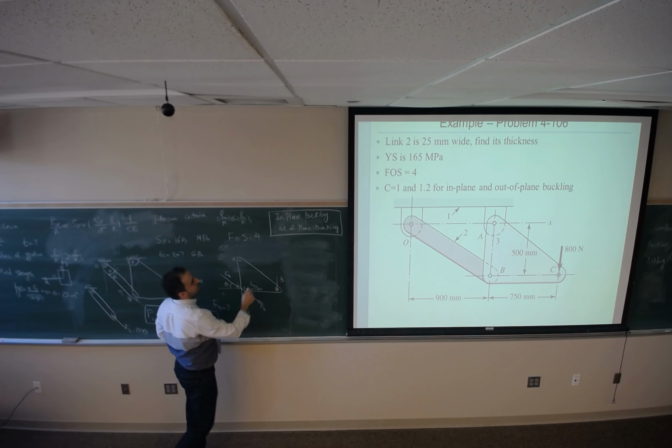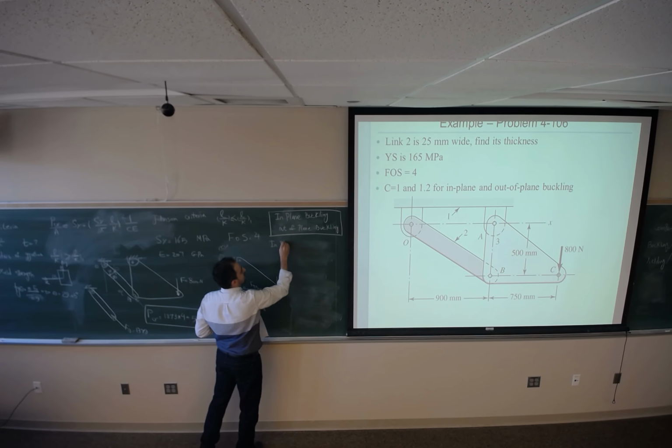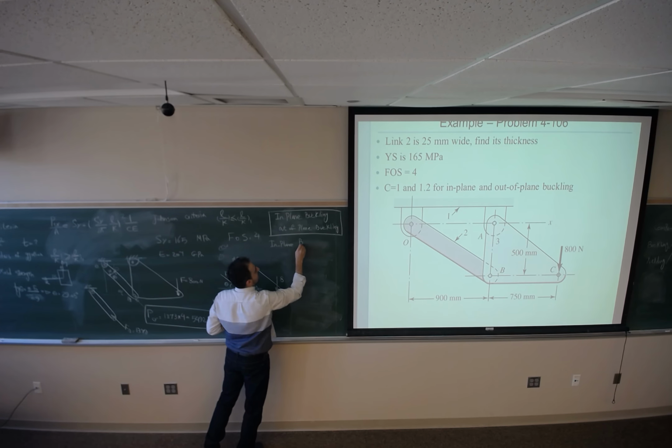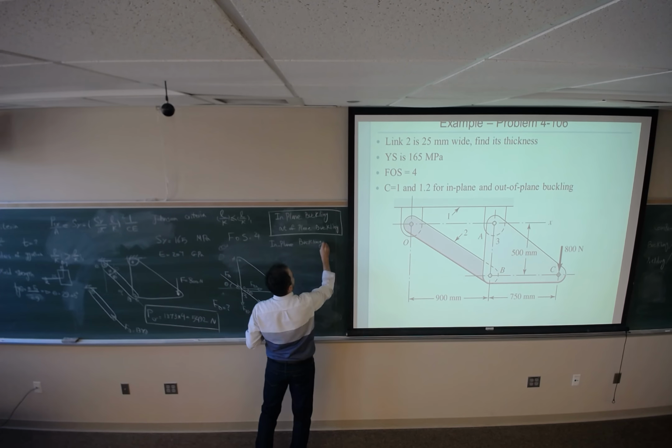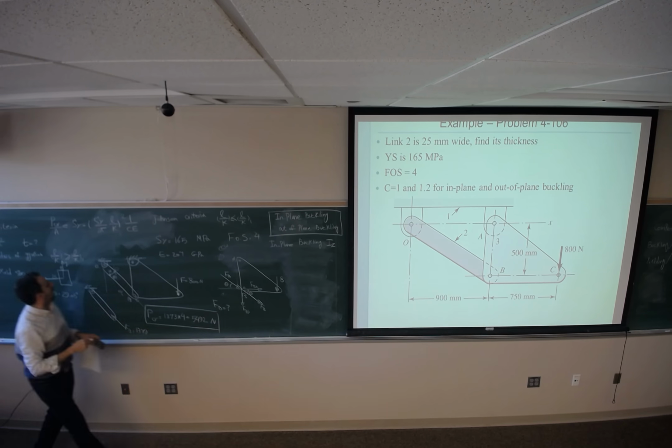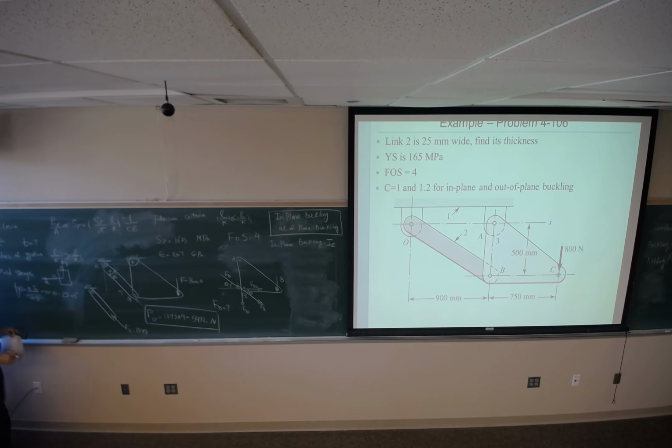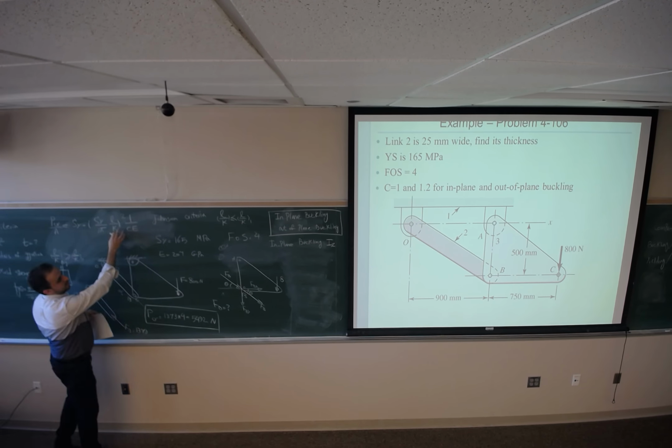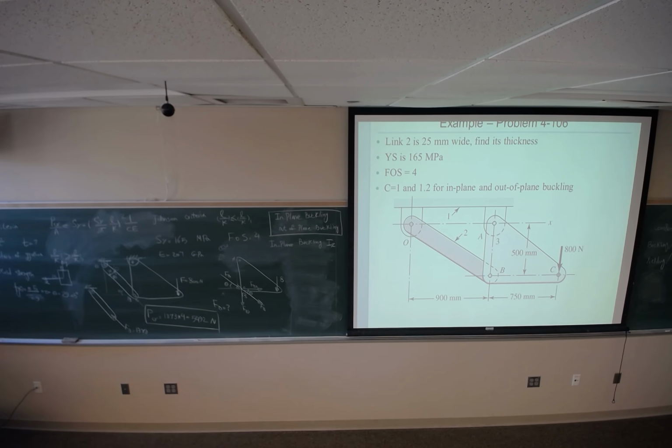I will start with in-plane buckling, which means rotation or buckling about the z-axis. I don't know which criteria I should use. Should I use the Euler criteria or the Johnson criteria? To do that, first I need to find L over K1, then compare it with L over K for this column and figure out which one should be applied. So let me calculate L over K1.